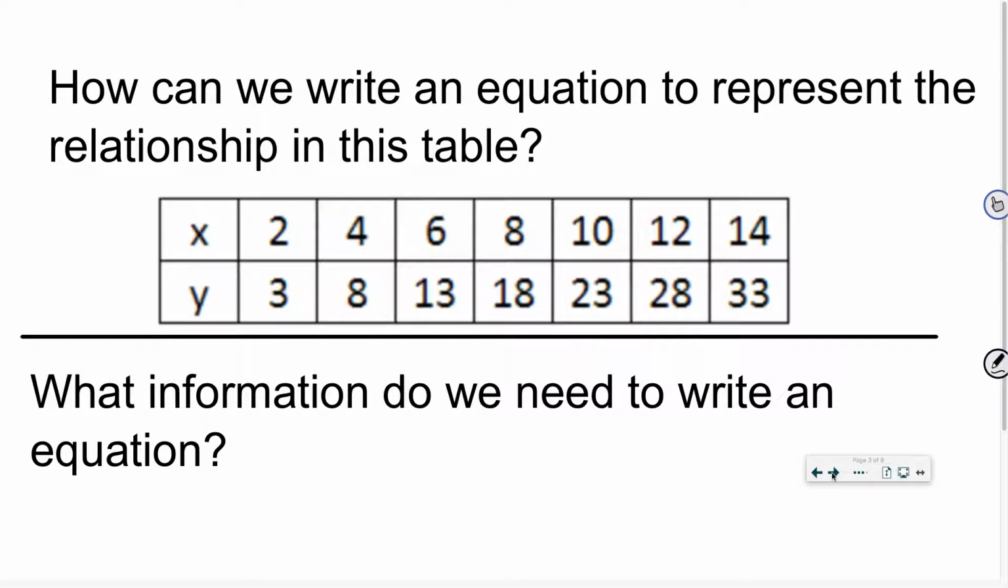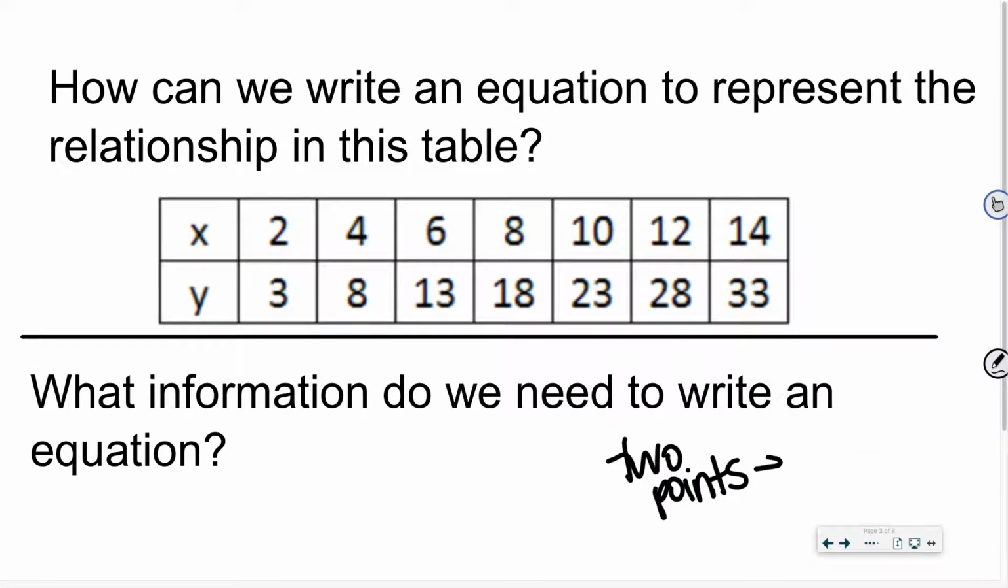What information would we need to write an equation? 2 points. Okay, so 2 points. Would that be writing the equation or drawing the line? Drawing the line. Good. 2 points would help us create the line. Ooh, I spelled create wrong. What do we need to write the equation?